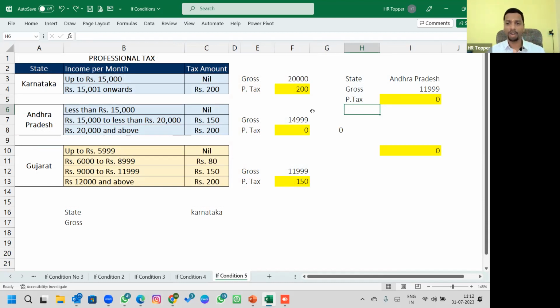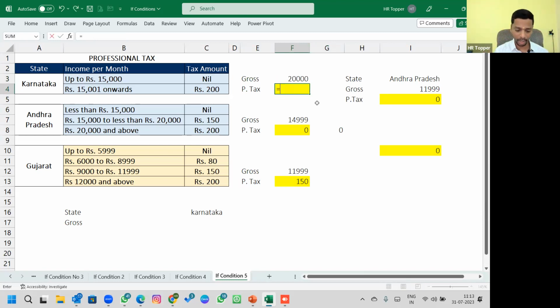So what is the formula? This is professional tax. What is the condition of the professional tax? In the Karnataka example, if the gross salary is up to 15,000, don't deduct any professional tax. But if it is more than 15,000, then deduct 200. So that is the formula. Let's understand the condition. There are three steps in the if condition: the condition, if it is true what is the result, and if it is false what is the result.